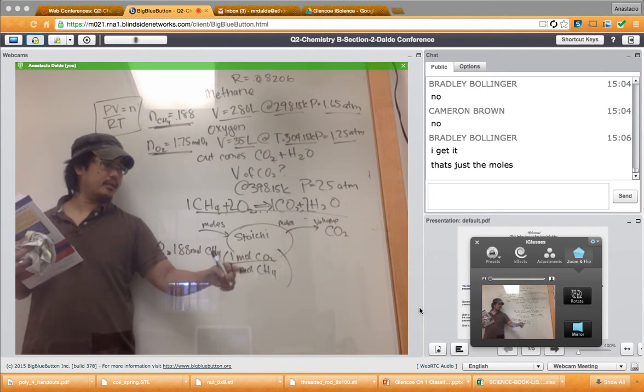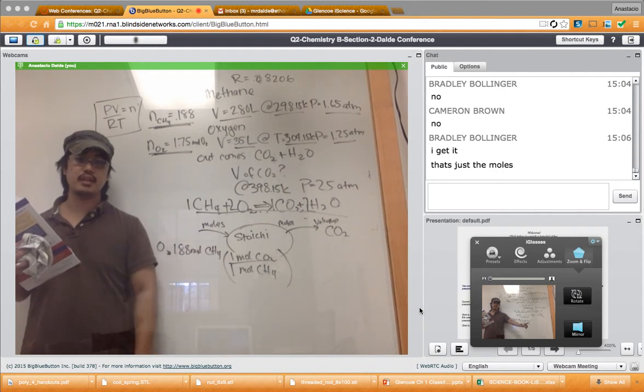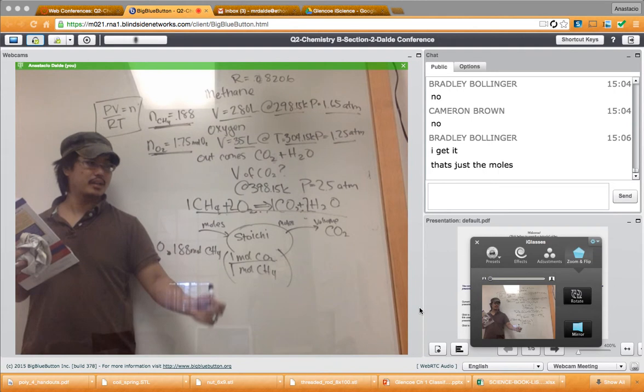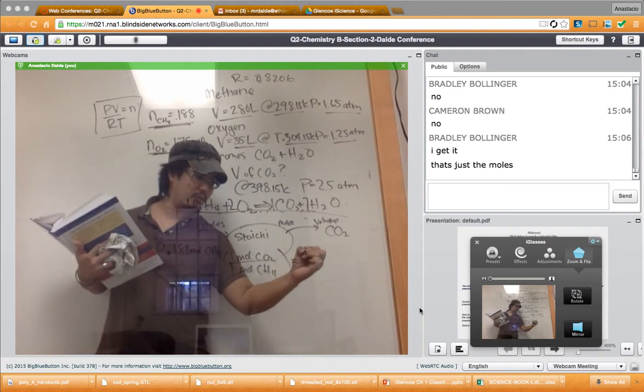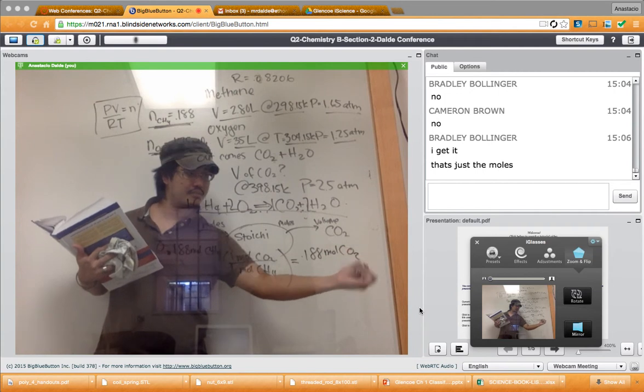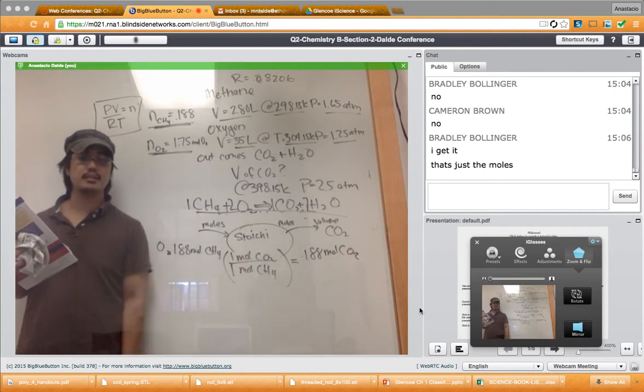And then what I want to do is convert. Well, first of all, let me see how many moles of CO2 that is. Well, that's pretty easy. It's just 0.188 times 1 divided by 1. That gives you 0.188 moles of CO2. That's pretty easy. Okay.